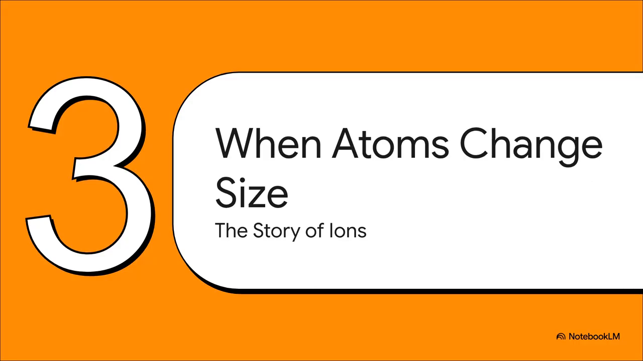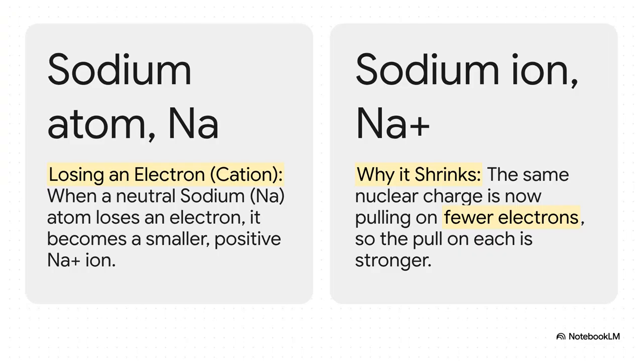Okay, so what happens next? Well, atoms aren't just sitting there. They can gain or lose electrons, and when they do, they become something called an ion, and their size can change a lot. This is a story of ions. So let's look at sodium. A normal sodium atom has this one lonely electron in its outermost shell, and it's not very attached to it. When it loses that electron, it becomes a positive ion, which we call a cation, and it shrinks.